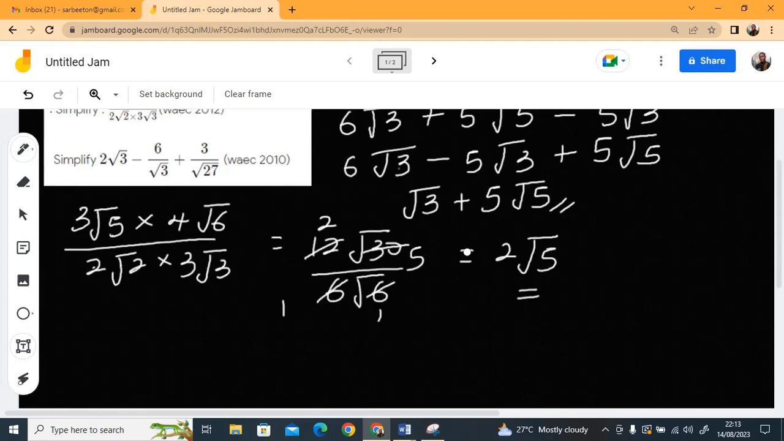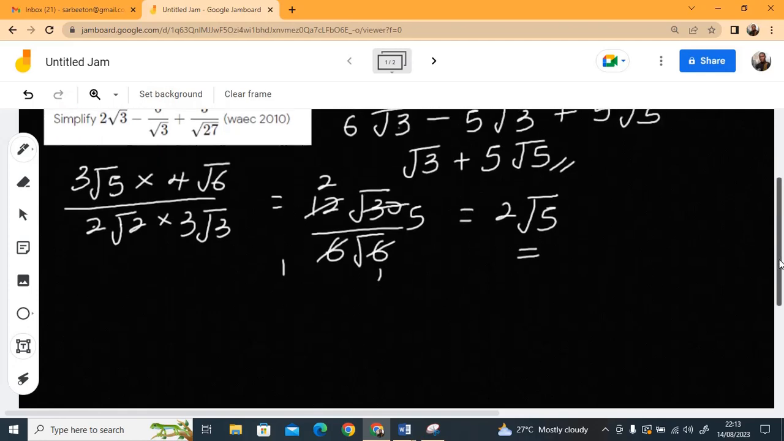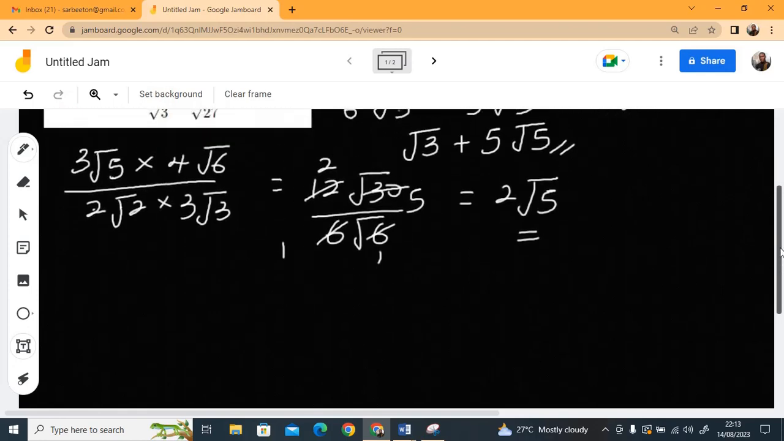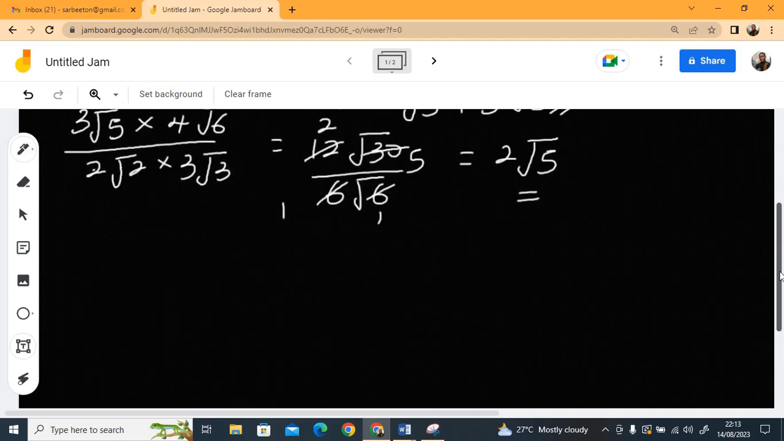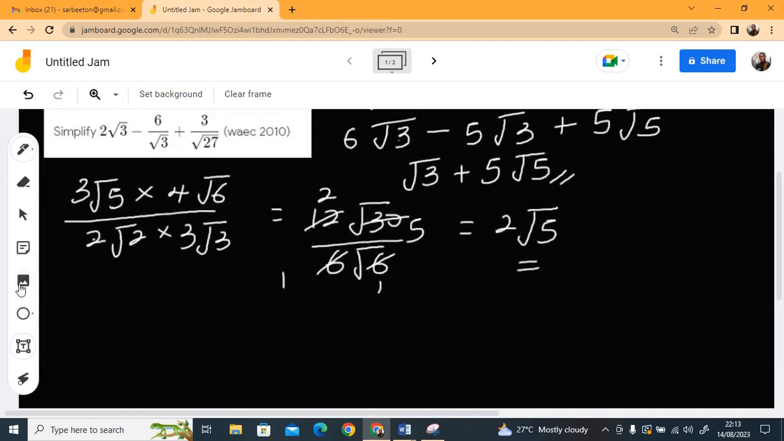Now for the next one, let me just write it here. So we have 2 root 3 minus 6 over root 3 plus 3 root 27. This kind of question is expected to be a theory question.